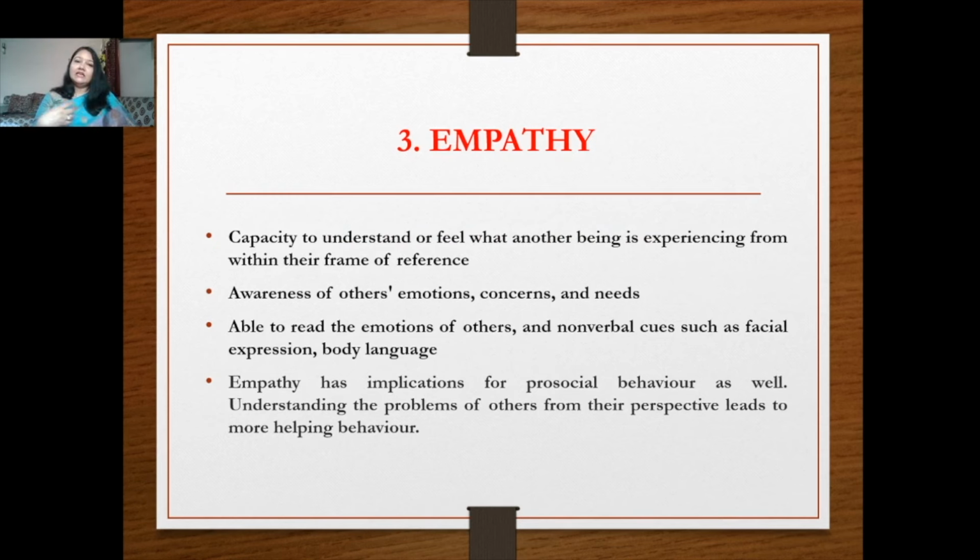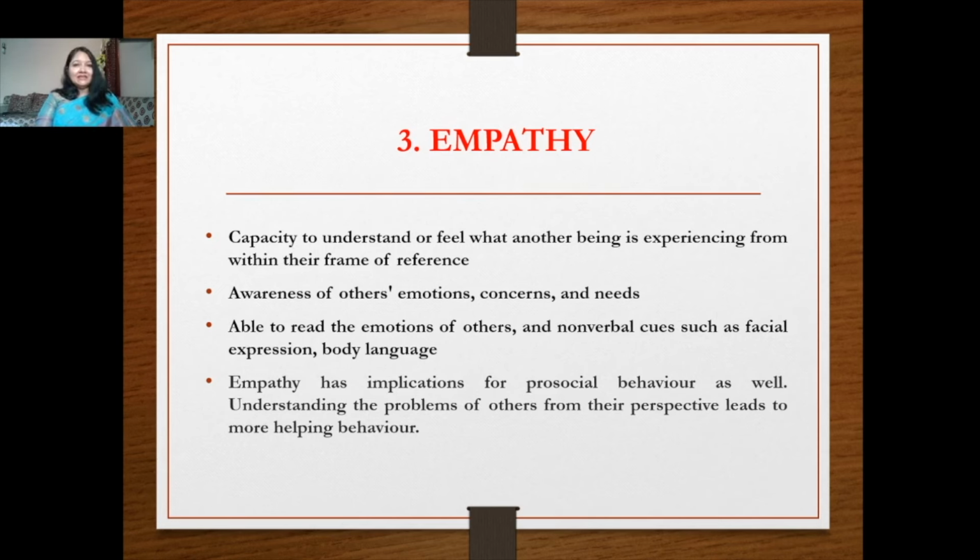We often get confused as to what empathy is. Basically, when you talk about being an empathic person, what does that mean? It's a capacity to understand or feel what another being is experiencing from their frame of reference. I think this is really important, and that's the difference between empathy and sympathy. Often, when we are observing other people, we try to look at them from our own perspective, right? And because of that, we may judge them, we may negatively evaluate them.